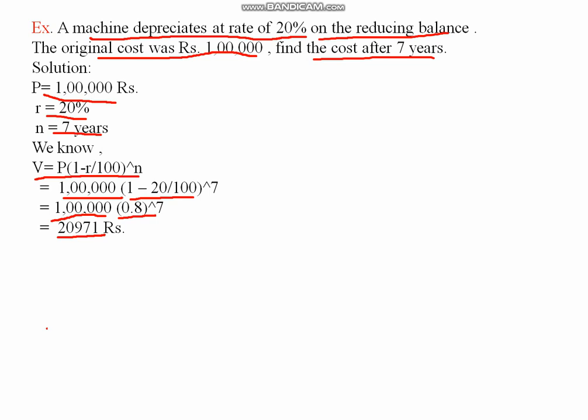You get the answer 20,971 rupees. So the original cost is 1 lakh rupees, but every year the cost is reduced by 20%. Therefore, after 7 years, we get the cost of the given machine as 20,971 rupees. So we can solve problems on growth and decay using the concept of compound interest. Remember these two formulas.